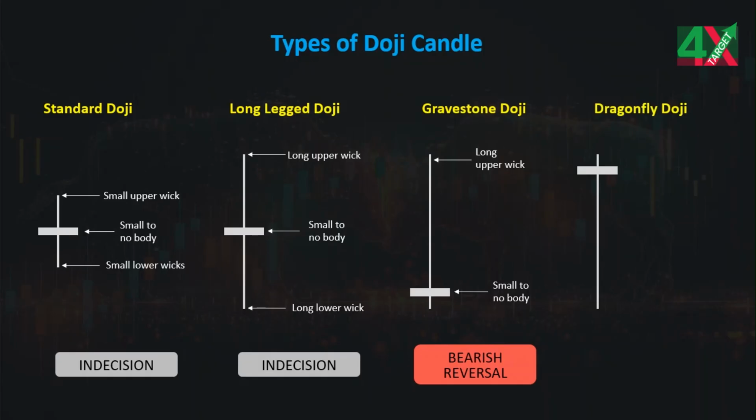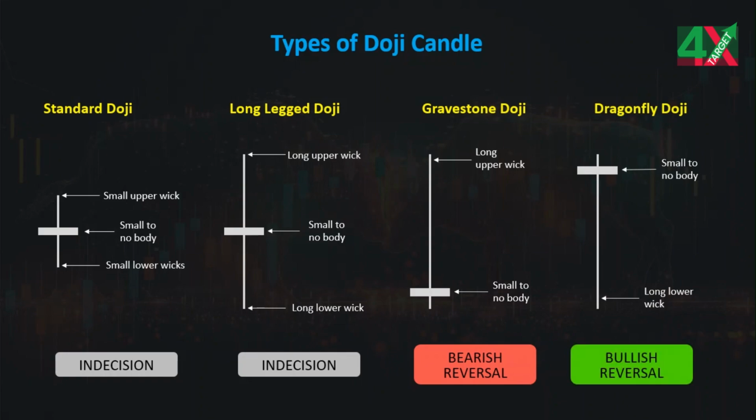Finally, we have the dragonfly doji. In this case, the open and close are near the top of the candle, with a long lower wick. It reveals that sellers initially had control and pushed prices lower, but buyers stepped in with enough strength to bring the price back up to the opening level. This candle is especially powerful when it forms at a support level or after a downtrend, indicating a possible bullish reversal, confirmed by a subsequent bullish close.